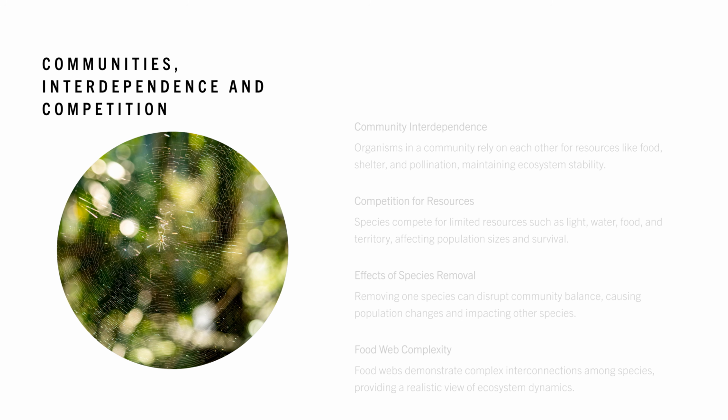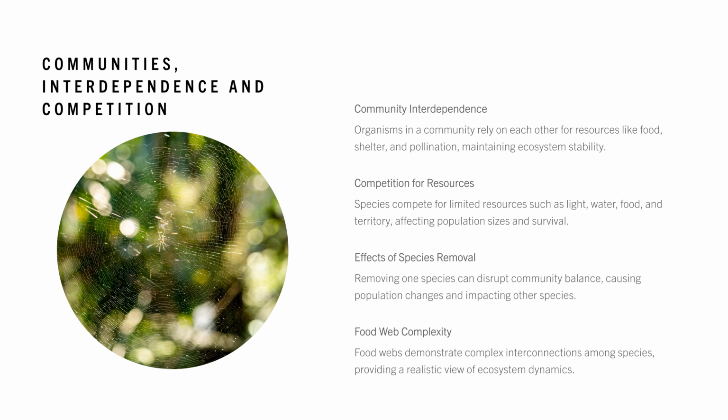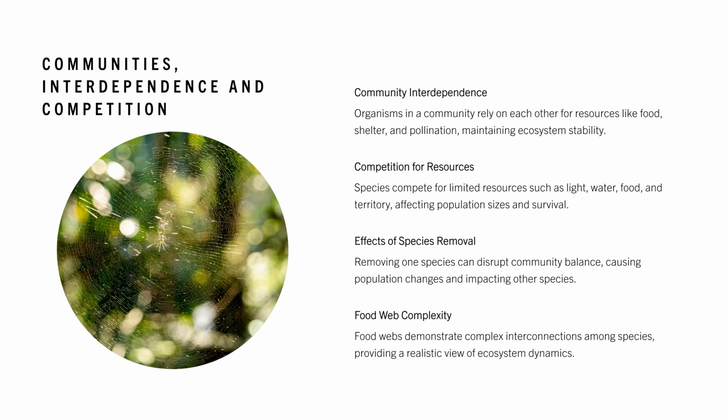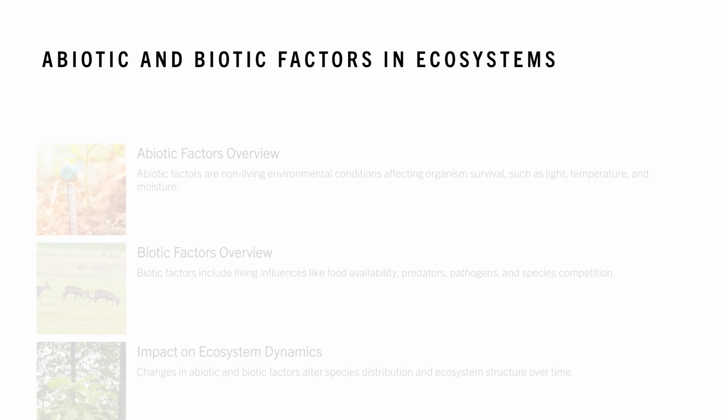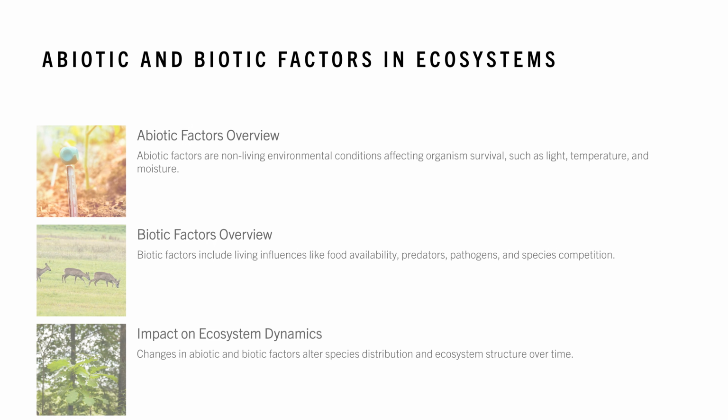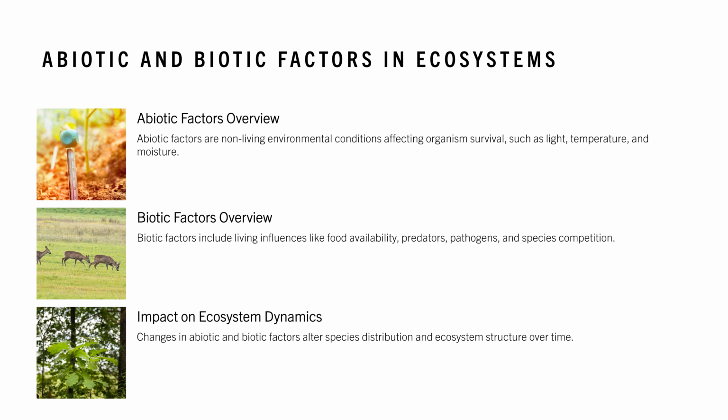A community consists of all the populations of different species living together and interacting in a particular area, like animals, plants, fungi, and microorganisms in a forest. Abiotic factors are the non-living parts of an environment, such as temperature, light, water availability, soil pH, and oxygen levels. These influence the survival of organisms. Biotic factors include all the living things that affect an organism, like predators, competition for resources, diseases, and food supply.